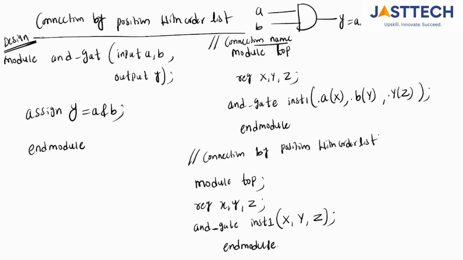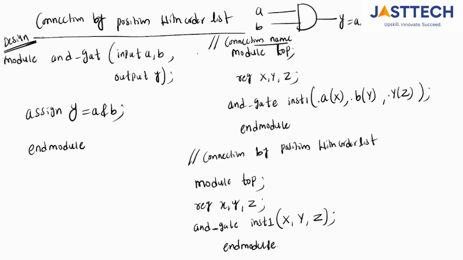Did you understand how to instantiate the design with order list? Yes. One doubt actually: if you're declaring the variables inside the module, then we can't use this connection by position. Inside the module means where you are asking? We are just starting module and_gate, and declaring the variables in the same line, right?